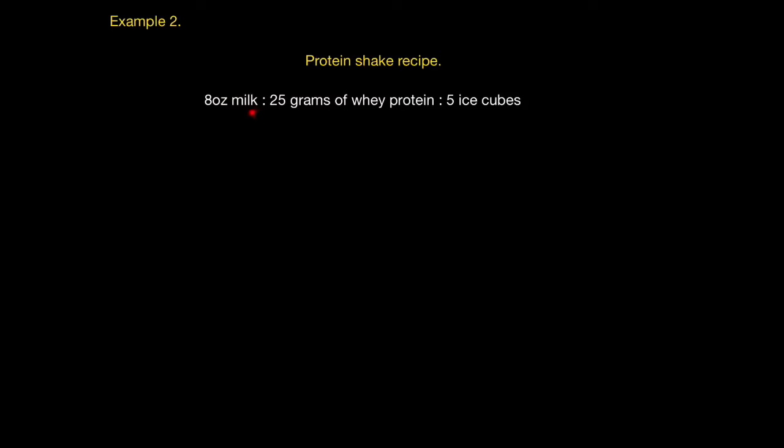We can actually extend this to comparing more than two items, such as in this example, we're comparing three things: milk, grams of protein, and ice cubes. So suppose you're a bodybuilder and you're trying to maximize the amount of muscle you can put on your body. So you take into consideration protein shakes, and you check out this recipe right here. In order to make this shake, the recipe requires you to get 8 ounces of milk, and for every 8 ounces, you're going to have to use 25 grams of protein. And in order to make this into a good shake, you're going to have to put in 5 ice cubes.